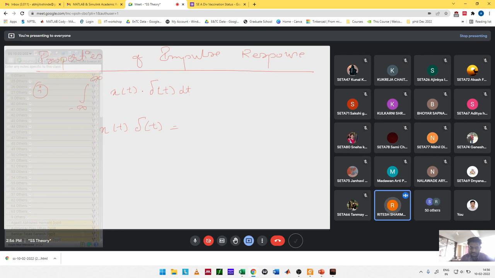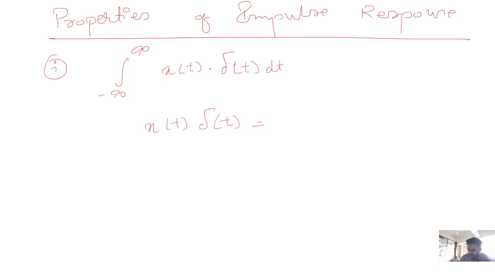Let me just draw a random signal like this. Say this is x of t. And say this is 0, t is equal to 0 over here. This is 1, this is 2, this is 3, minus 1, minus 2, minus 3. And this is my impulse which will have value of 1 at t is equal to 0. So if I multiply this signal, what will I get?